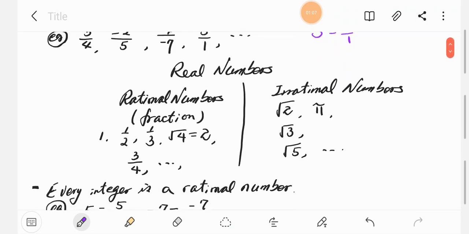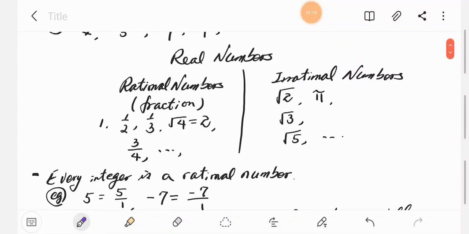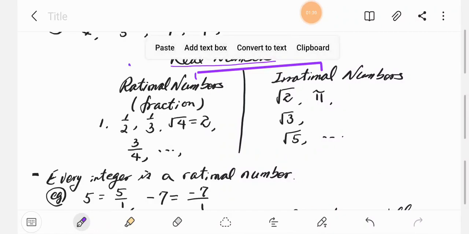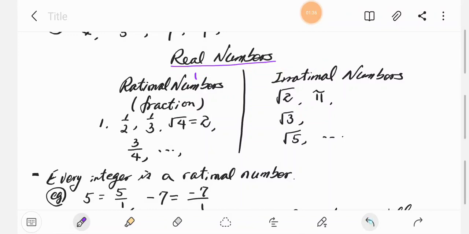So we can write it like this. Real numbers are composed of two types: one is rational numbers and the other is irrational numbers. Rational numbers are the ones that you can write as a fraction, like the integer 1, 1 over 2, 1/3, 3 over 4, or the square root of 4.